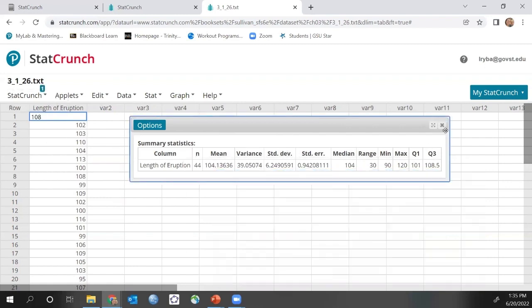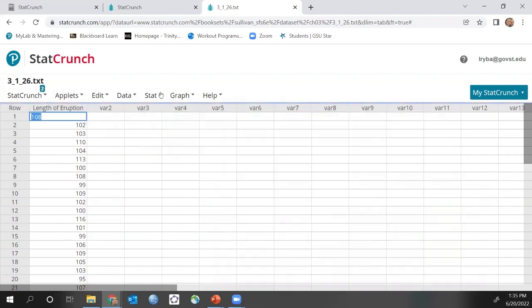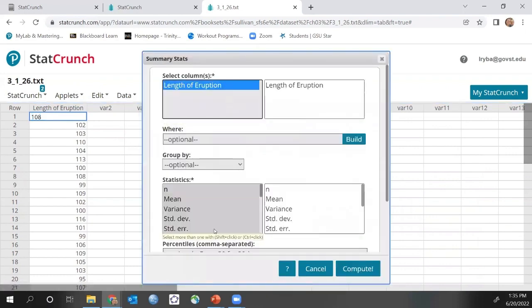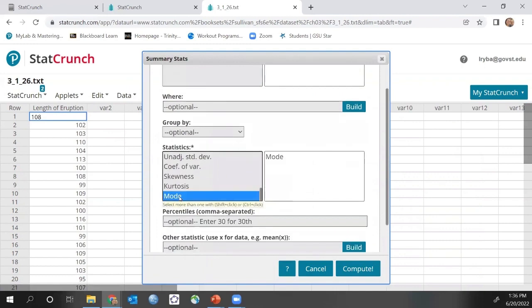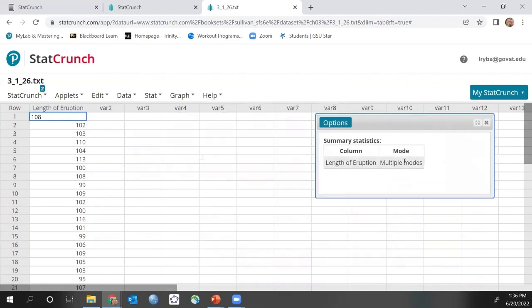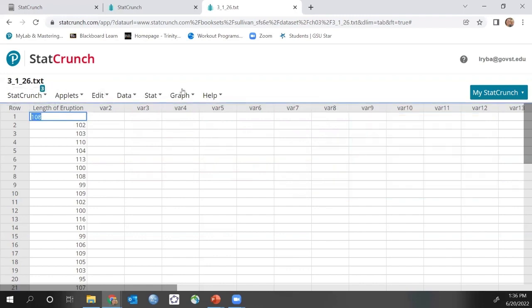There is another way you could do that here. If you go to stat, summary stats on the column, you can just go down here and select mode and only find the mode. Problem is though, if there are multiple modes, it's not going to give it to you. So that's why the bar graph or a dot plot are better at showing you that.